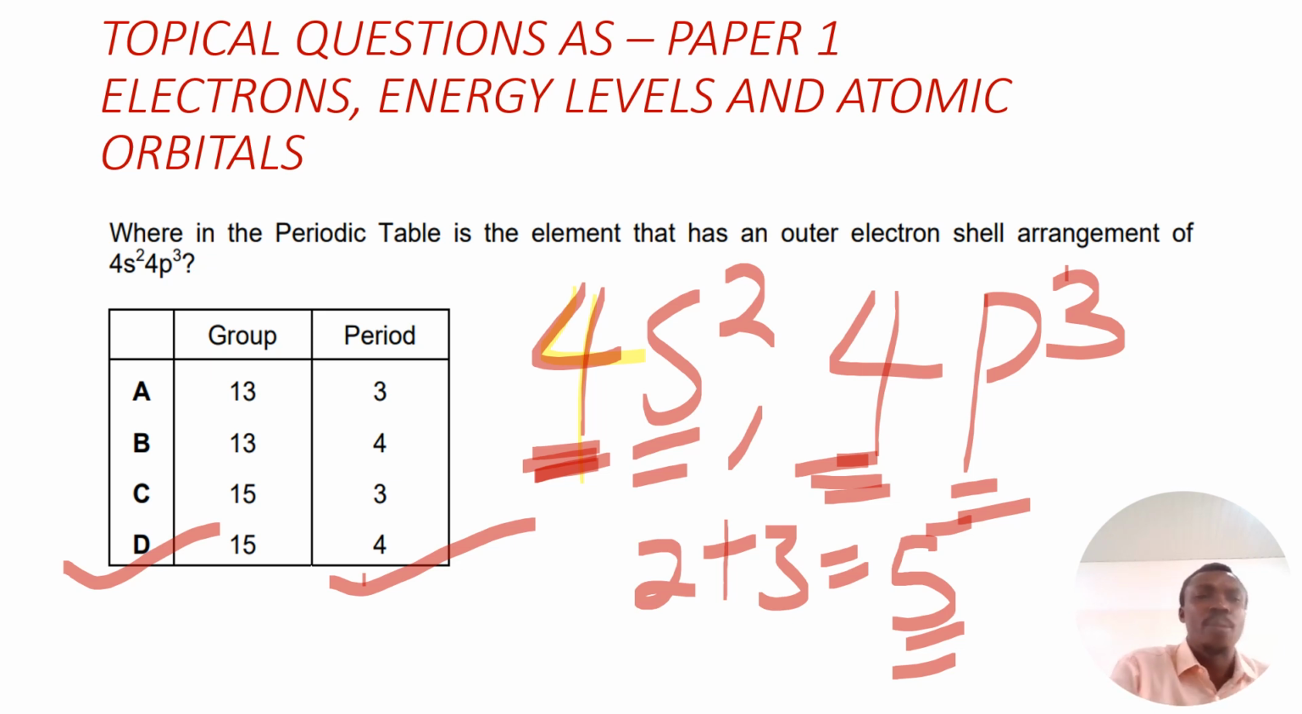A is wrong because A is group 13 and period 3, so it is not correct. B is group 13, period 4, so it is wrong. C is group 15, period 3, it is wrong. So the correct answer is D. It belongs to group 15, period 4.